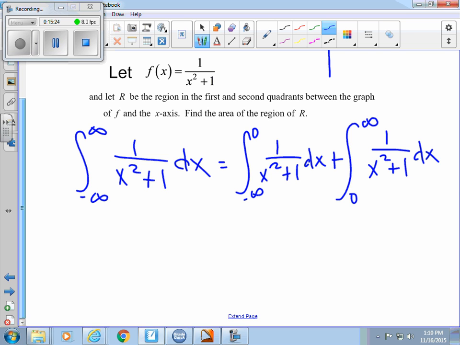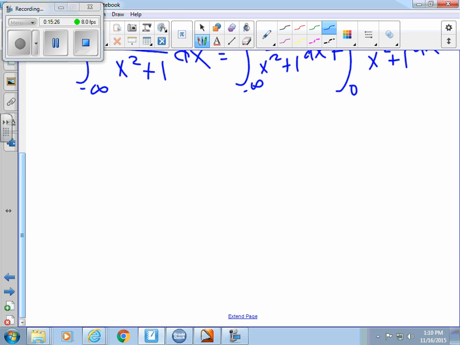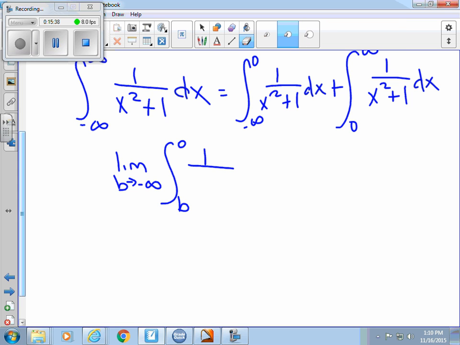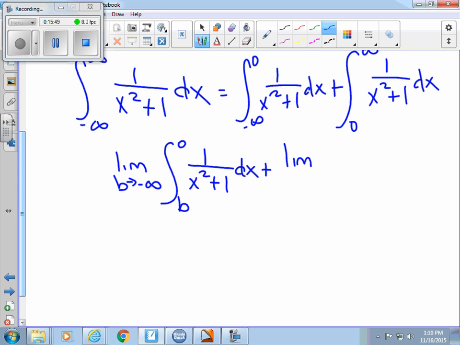So now I have 2 separate limits. I have the limit as b approaches negative infinity from b to 0. And I also have the limit as a approaches infinity.